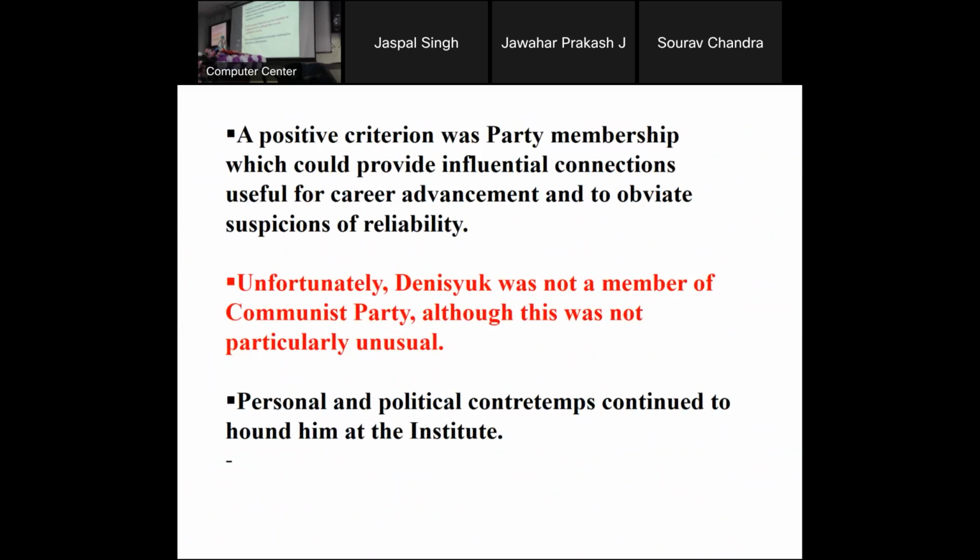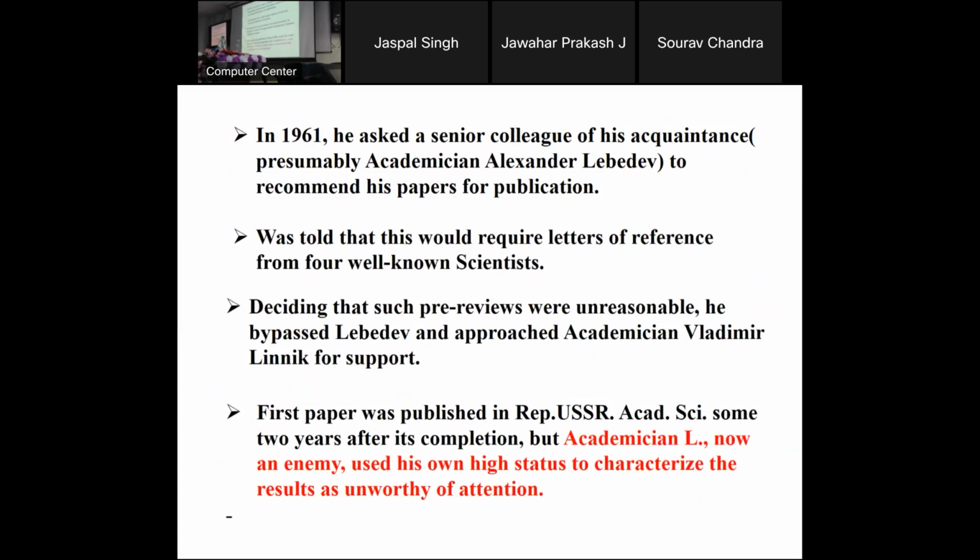Personal and political contentions continued to hound him. In 1961, he asked a senior colleague, a deputy, to recommend his papers for publication. He was told this would require letters of reference from four well-known scientists before the paper would be submitted to a journal.